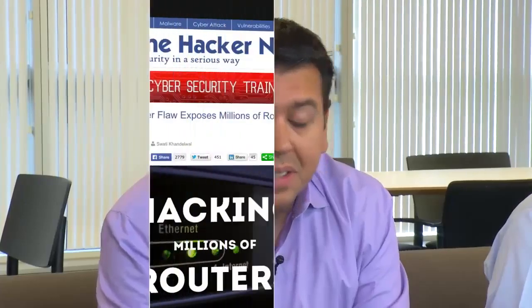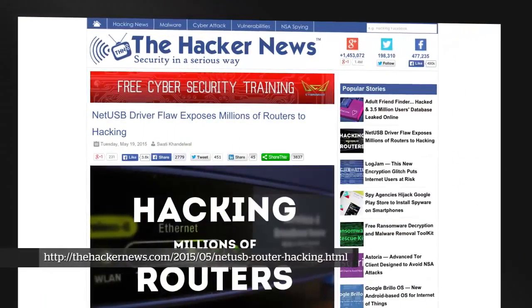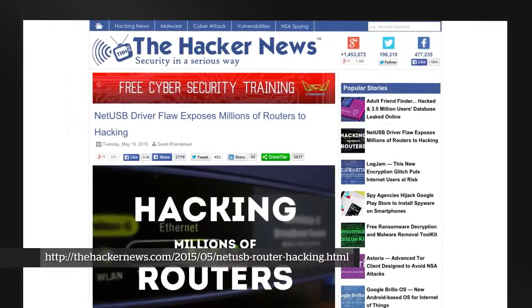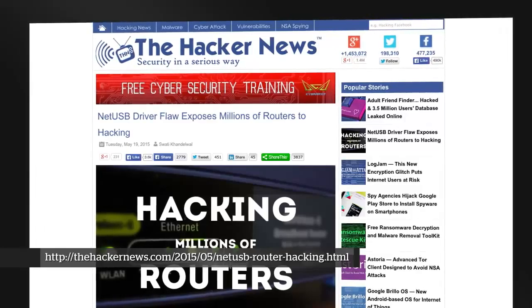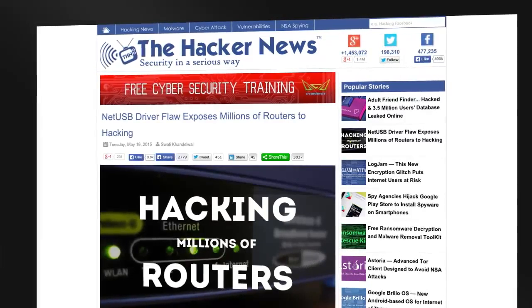So what it basically is, it's another buffer overflow. It's a kernel stack buffer overflow in the Taiwan-based KCodes NetUSB. And for those who don't know, if you've ever looked at your home router, you probably noticed at one point that there is a USB port.